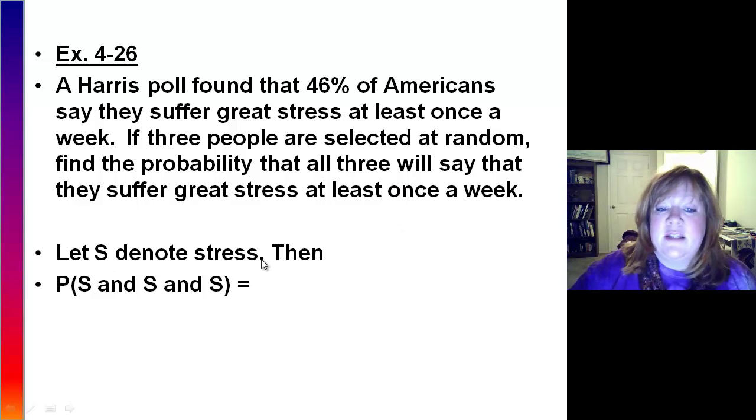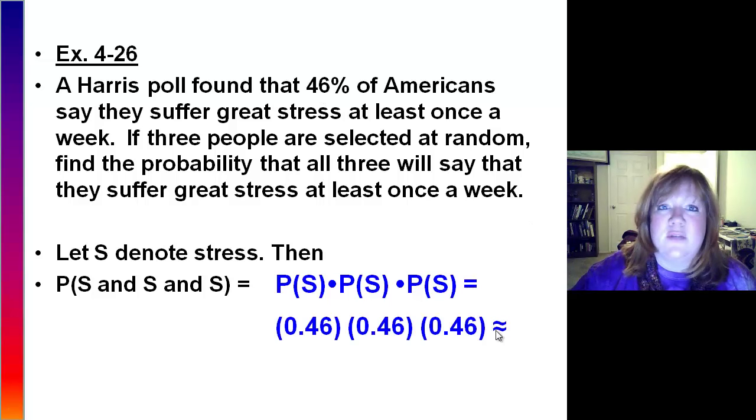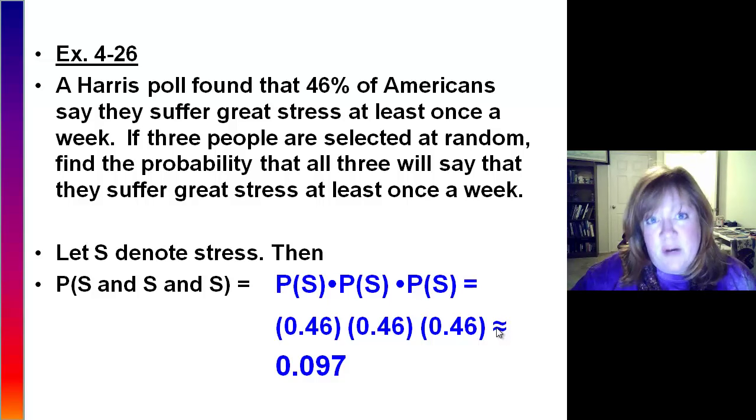So we're going to let S denote stress, and the probability of S and S and S is the probability of S times the probability of S times the probability of S. That probability is given in the problem, 46%. We're going to go ahead and change that to a decimal, 0.46, and multiply it by itself those 3 times. And that's going to give us approximately 0.097. That's it. It's very simple, very straightforward. When we get into conditional probability tomorrow, that's when you have to be a little bit careful.